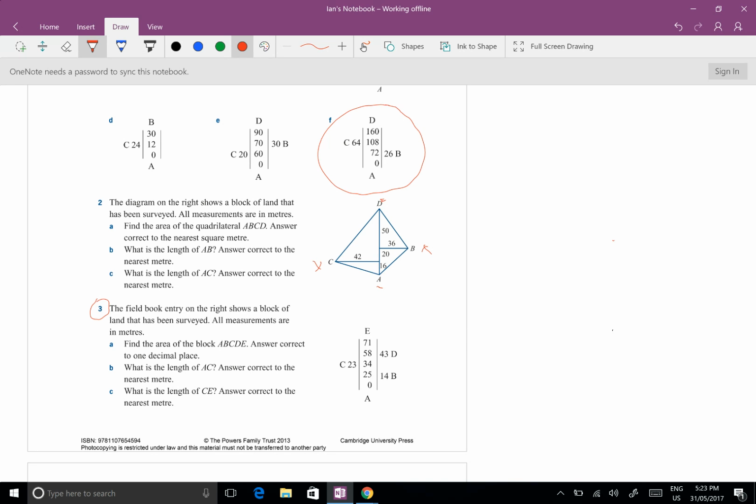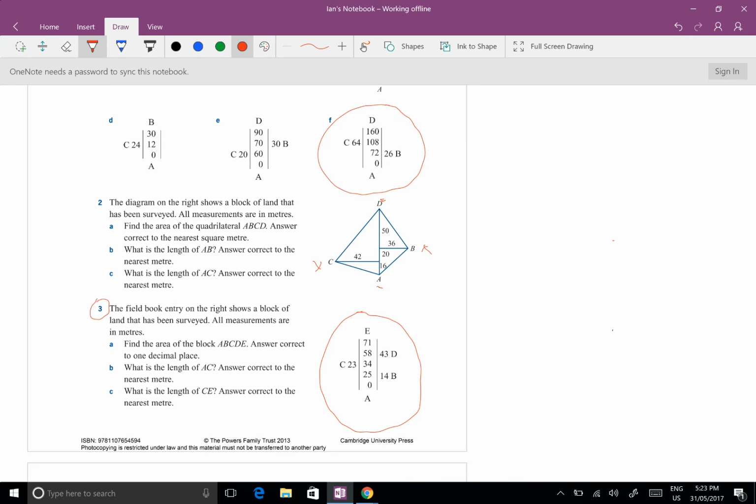The reason that we need to do question 3 is because it's a little bit different from questions 1 and 2, because they all end up being triangles. And what will happen in the HSC is you will get one that has triangles and maybe a trapezium. So this offset field book sketch here for this offset survey is important. So let's have a look at what we do.